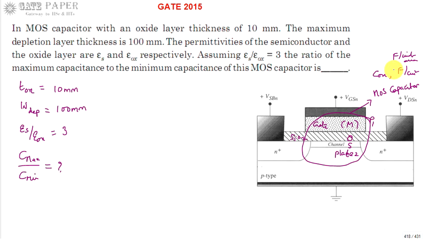Now we are interested in when this MOS capacitor will have maximum capacitance and when it will have minimum capacitance. First we will see the characteristics, and how you get those characteristics we will discuss. Then we will point out C maximum and C minimum, and get the ratio.